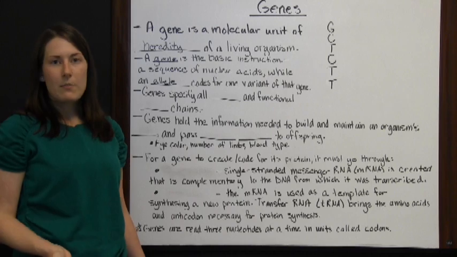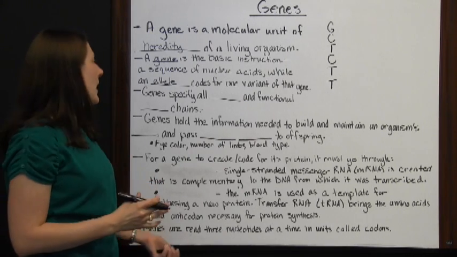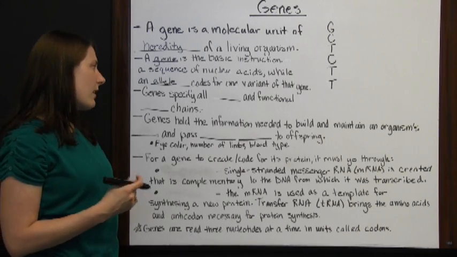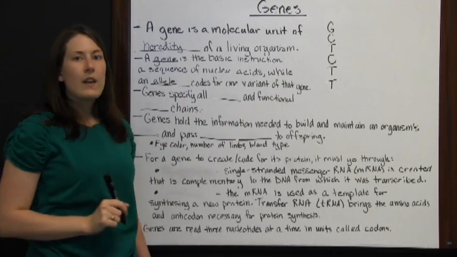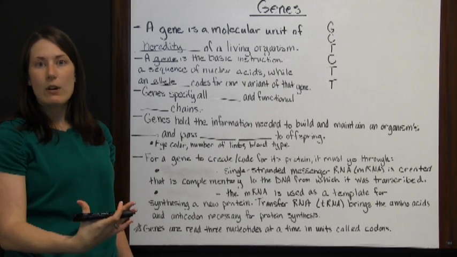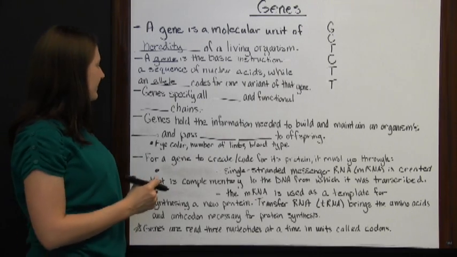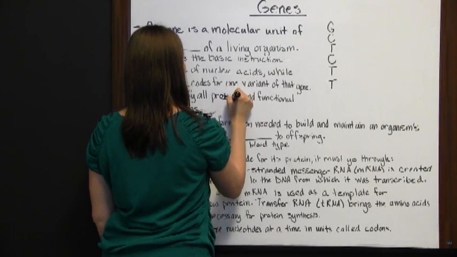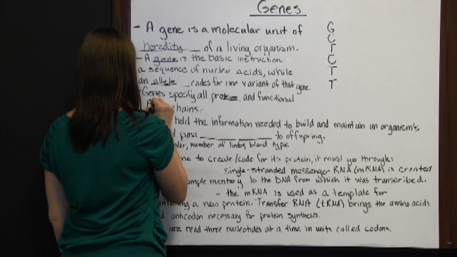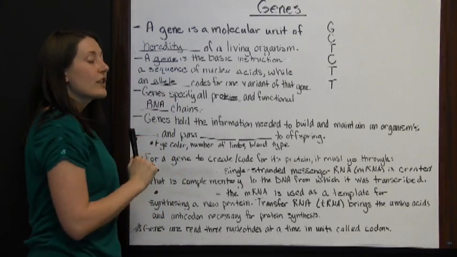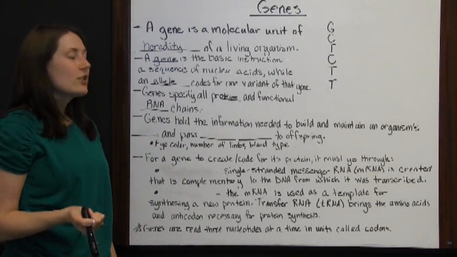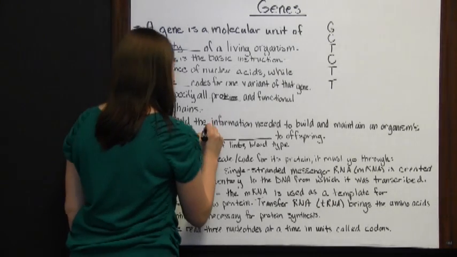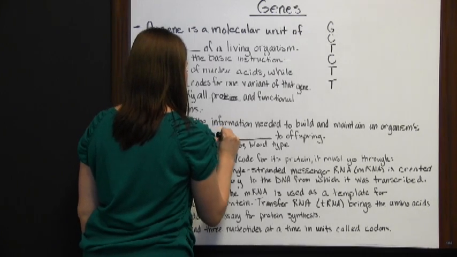But since they both had that recessive blue allele present, you could still end up with blue eyes because of the recessive alleles combining. And I know that all sounds a little confusing, but it's just to tell you that each gene doesn't determine something all on its own. It's the alleles that are the variants of that gene that determine what the outcome of each gene sequence is. Genes do specify all proteins and functional chains. So they specify how these are going to be created, the functional RNA chains. Genes hold the information needed to build and maintain an organism's cells and pass genetic traits to offspring.